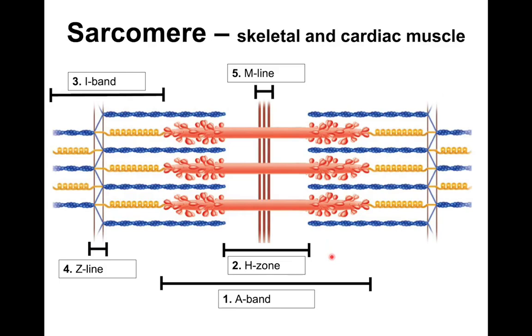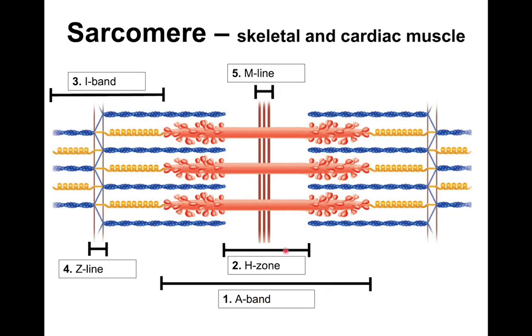Now let us see sarcomeres. Both skeletal and cardiac muscles contain sarcomeres. Sarcomeres are the functional units in both skeletal and cardiac muscles. When we see these sarcomeres, they contain dark and light bands. The darker band is known as the A band. The A band contains myosin and actin. It contains thick and thin myofilaments, so it appears darker under the microscope and is known as the A band.